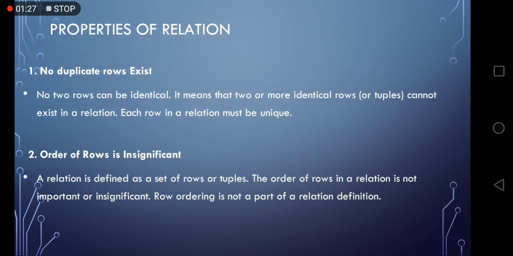Second property is order of rows is insignificant. A relation is defined as a set of rows or tuples. The order of rows in a relation is not important or significant. Row ordering is not part of the relation definition. Many logical orders can be specified on a relation. For example, rows in a student relation could be logically ordered by value of roll number, name, marks, or some other attributes.